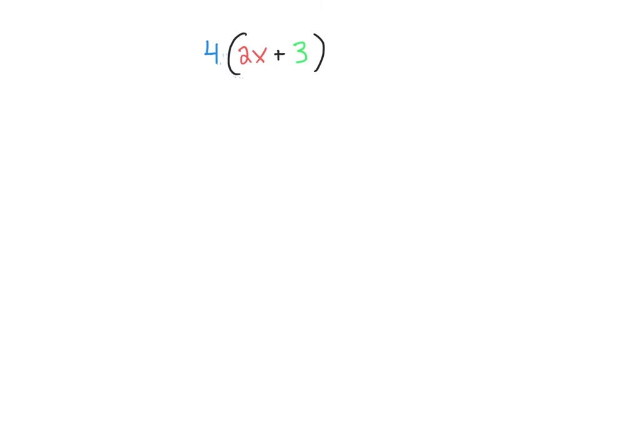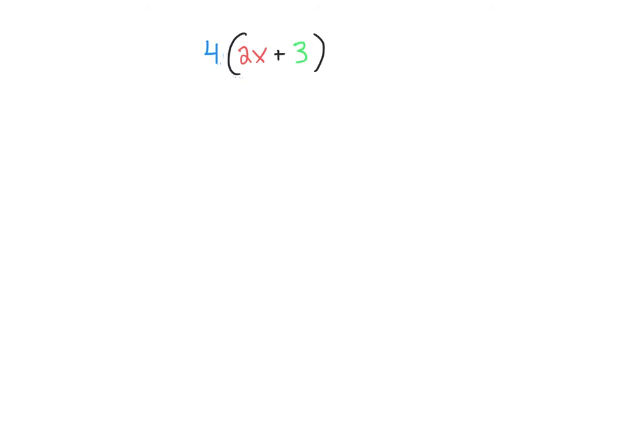Hi y'all, I'm just going to run through a quick example of working with the distributive property and discuss a little bit more about what these different pieces mean. So we're looking at an expression that we would read as 4 times 2x plus 3.